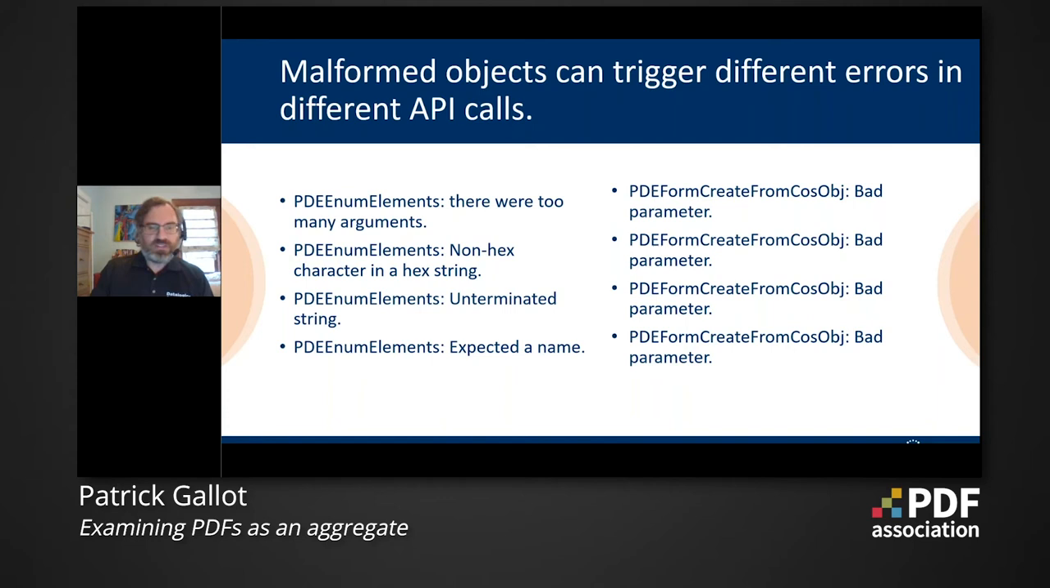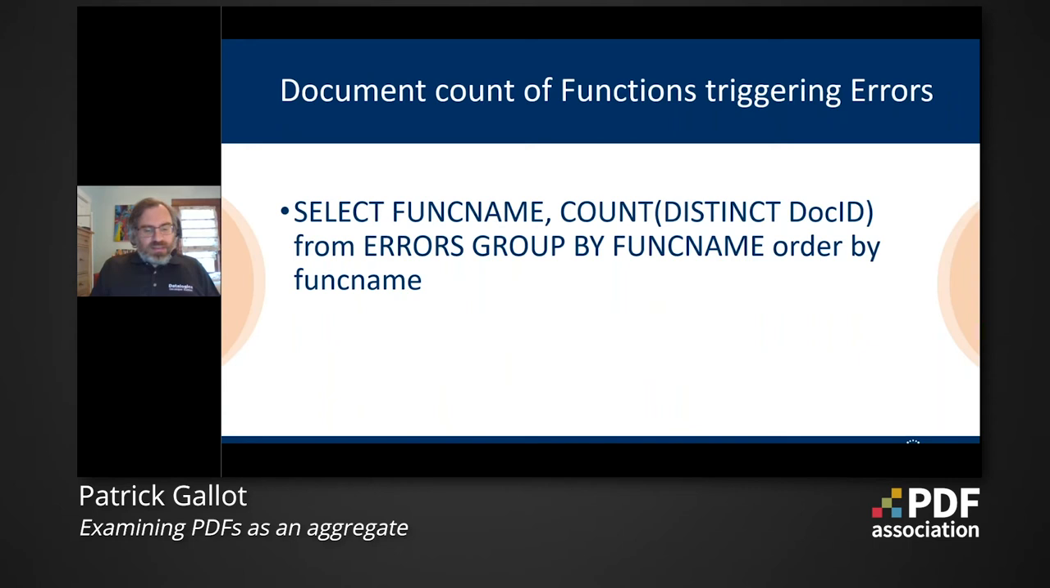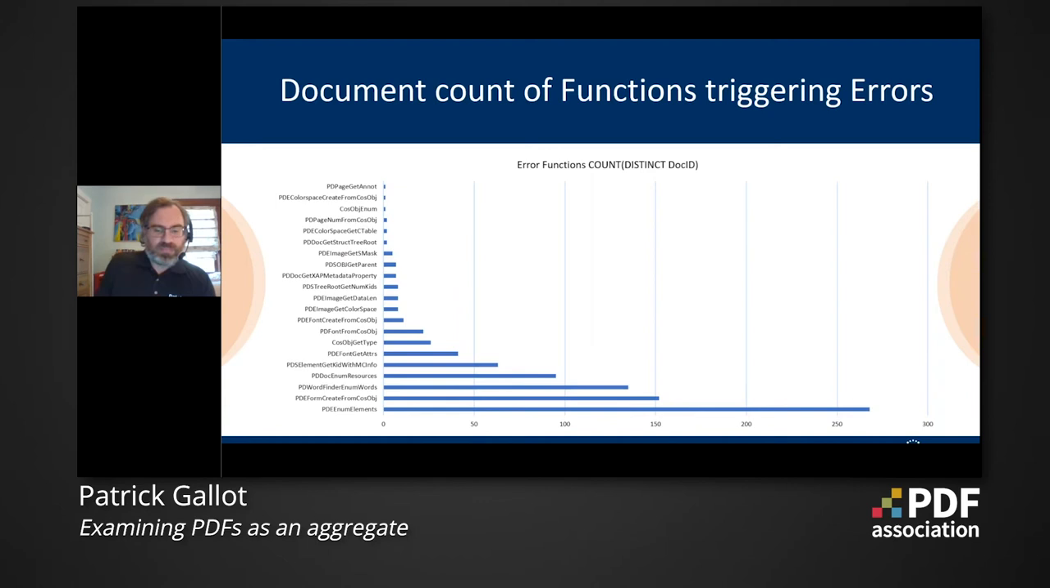Let's consider the next query. In how many documents did we see at least one error for a particular function call? Note that for the next slide, the list of functions is actually going to be ordered by count rather than function name. The sorting was done in Excel rather than via the SQL query, but for comparing the text output of the query against different repositories, alphabetical sorting of the function names actually works better. So that's why I sort by function name, but for the next slide, sorted by error count.